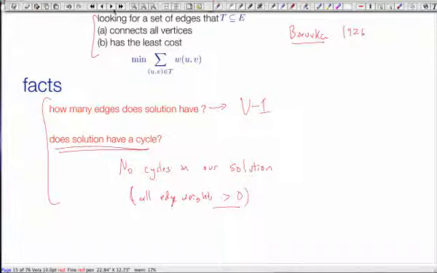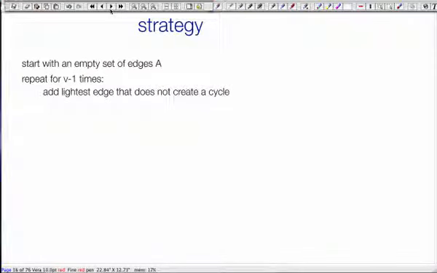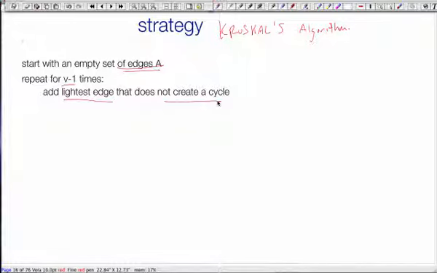And in fact, these are enough properties to suggest our first strategy, also known as Kruskal's algorithm. You start with an empty set of edges. You know that you need V minus 1 of them. So all you do is figure out the lightest edge that you can add to your set A that doesn't create a cycle. Find that edge and add it to your set. And after doing it V minus 1 times, you'll end up with a solution.